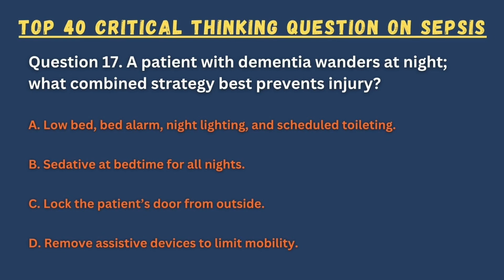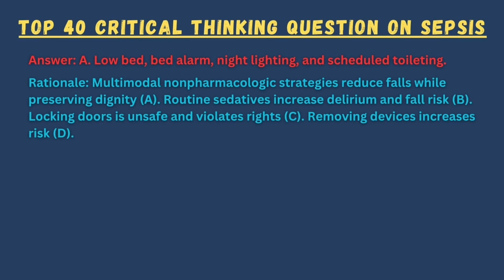A. Low bed, bed alarm, night lighting, and scheduled toileting. B. Sedative at bedtime for all nights. C. Lock the patient's door from outside. D. Remove assistive devices to limit mobility. Answer. A. Low bed, bed alarm, night lighting, and scheduled toileting.